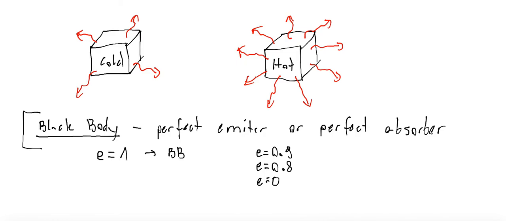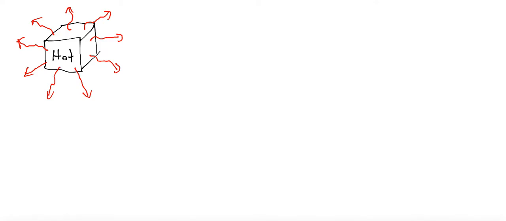Okay? So now I need this picture. And next you can write, as the next point, power radiated by the object. So point number 2, power radiated by the object.